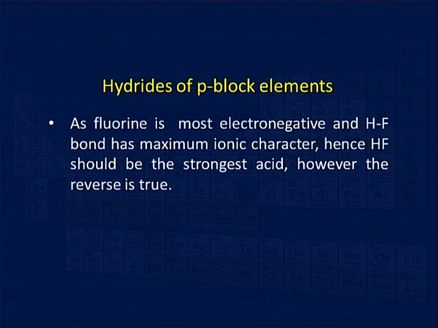As fluorine is the most electronegative and the hydrogen fluorine bond has maximum ionic character, hydrogen fluoride HF should be the strongest acid. However, the reverse is true, it is a weak acid. Why does it happen? There are many ways to understand it. Let us see one by one.